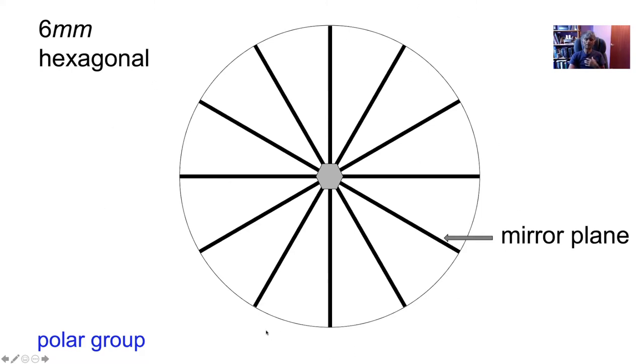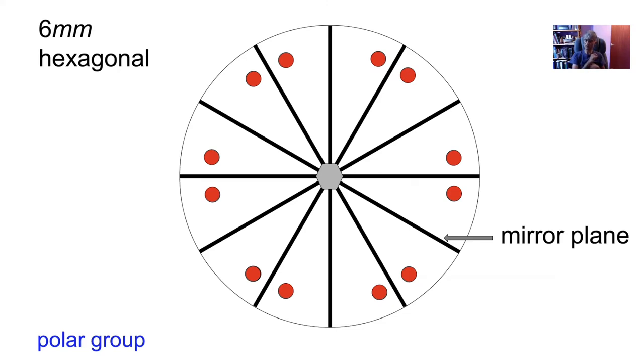If I now place an atom at a general location, for example here, then the operation of the hexad and the mirror planes will lead to a total of 12 atoms at crystallographically equivalent positions in the unit cell. So the point I'm trying to emphasize is that given this notation here, the place where we put an atom, the symmetry of that point, determines how many other equivalent positions in the unit cell you will find such atoms. In this case, 12 atoms.